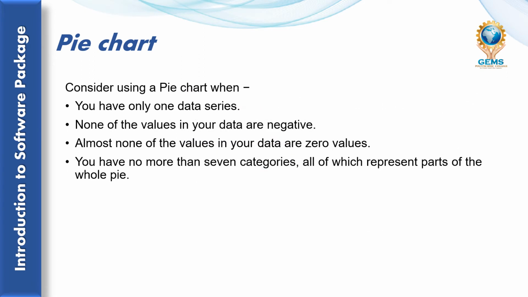So, why are we using the pie chart? Consider using the pie chart when you have only one data series and none of the values in your data are negative and almost none of the values in your data are zero values. You have no more than 7 categories, all of which represent part of the whole pie. Then you can use this pie chart.